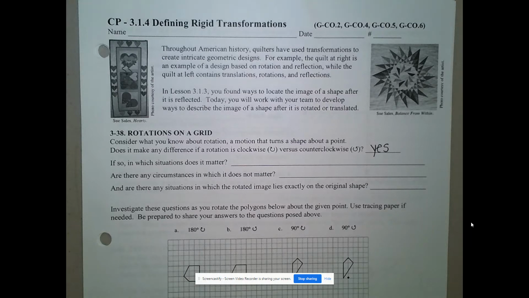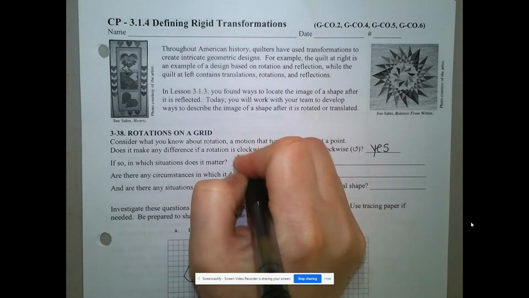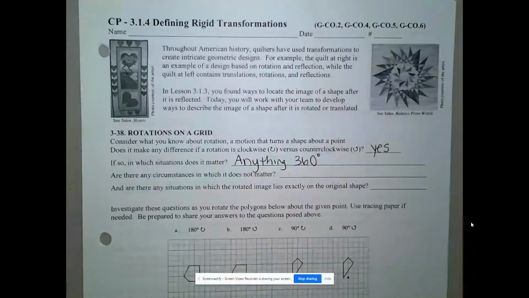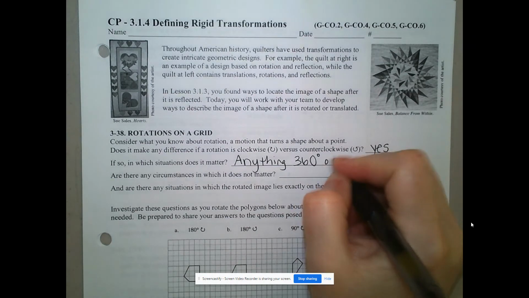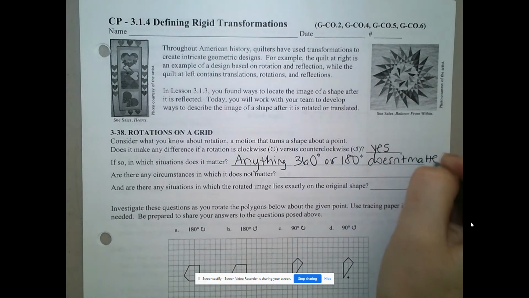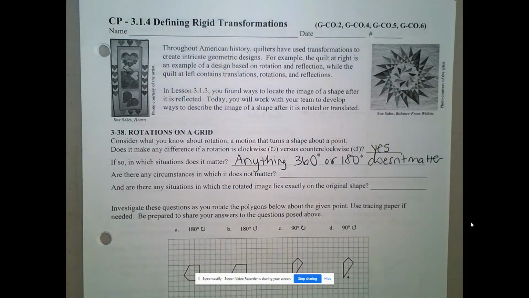And are there any situations in which it matters? 90 degrees, it matters. Anything other than 360 or 180. So at 360, you get right back to where you started. No harm, no foul if you went clockwise or counterclockwise. Anything 360 or 180 doesn't matter. And it could be a multiple of those as well. So if you did 2 full rotations and got right back to the start, like a 720, it also wouldn't matter if you went clockwise or counterclockwise.